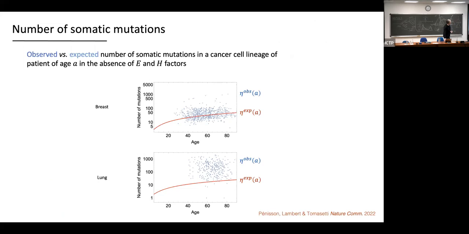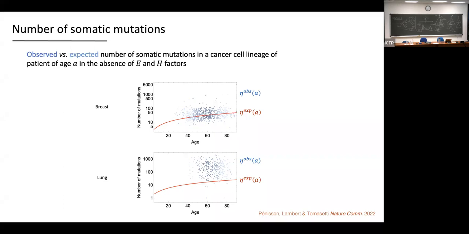But here again in the same paper, what we showed is that this is without seeing the data. Obviously, we then see the data too, but just using standard parameter estimates coming from the literature, we could fit the average number of mutations by a given age in breast pretty well, I would say, right?